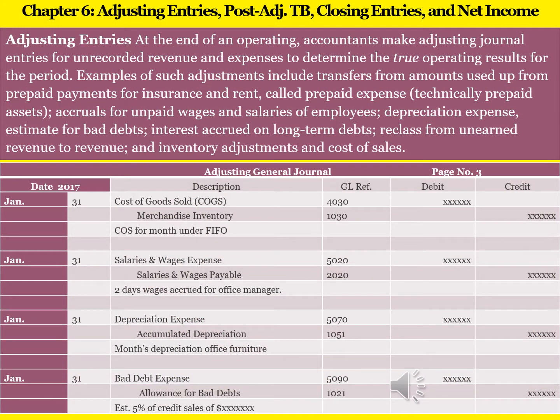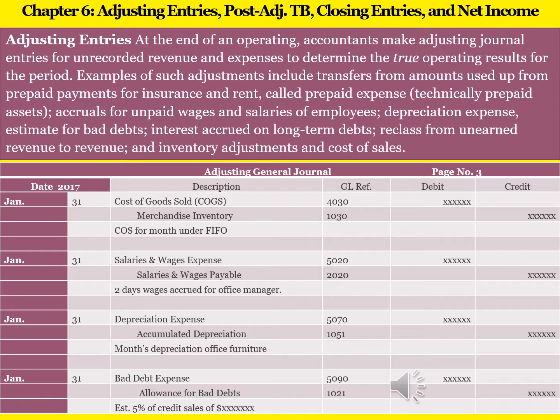At the end of an operating period or accounting cycle, accountants make adjusting journal entries for unrecorded revenue and expenses to determine the true operating results for the period. This is necessary because payment for some resources used by the firm might not have been made or paid in advance or transferred from unearned revenues to recognize actual revenues earned, and need to be recorded to determine the true profit or loss for the period.